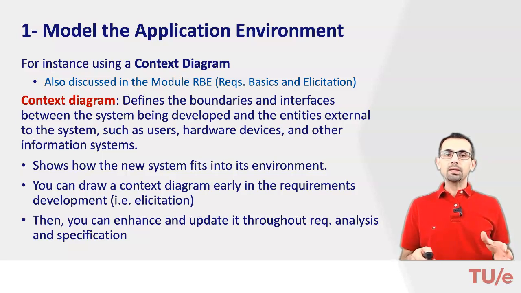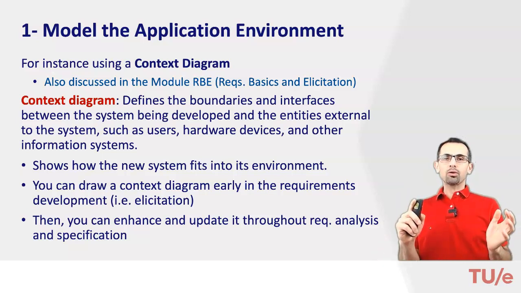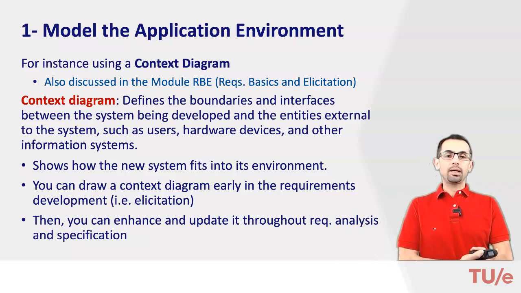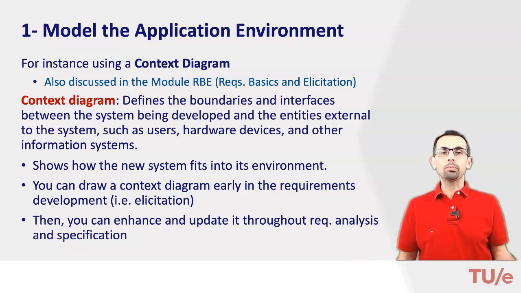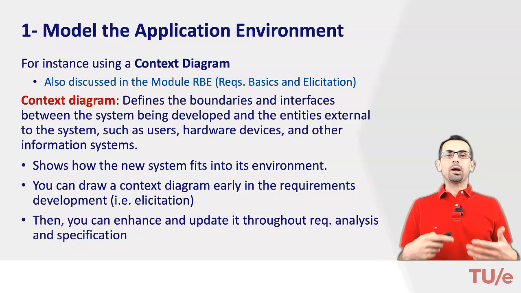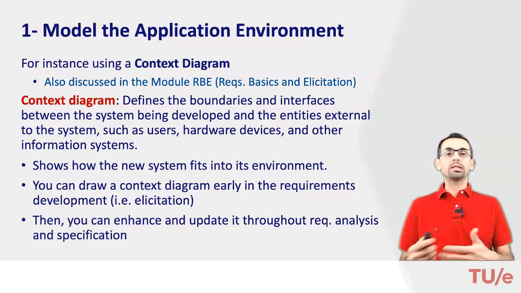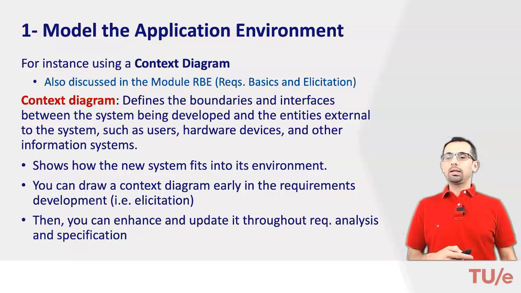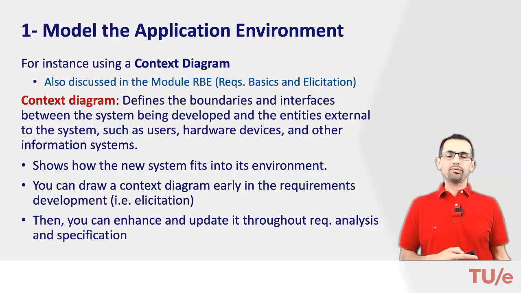So what happens is that you start drawing a context diagram to identify what your scope is in the earlier phases of the requirements, during elicitation, for instance. And as you get more information about the environment, about what really will be covered, and you have a better understanding of what the requirements are, you enhance that context diagram, or that scope, make it a little bit more concrete, update it, and you continue updating it through requirements analysis, and even in the later stages of specification and validation and verification.